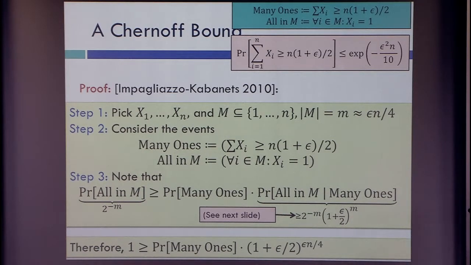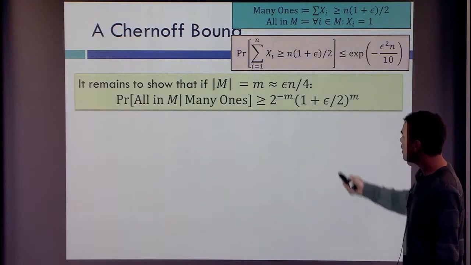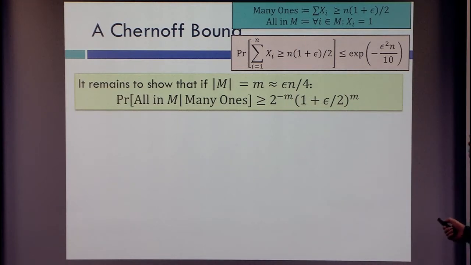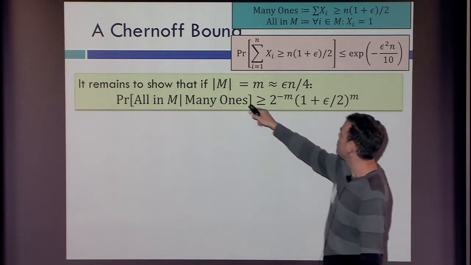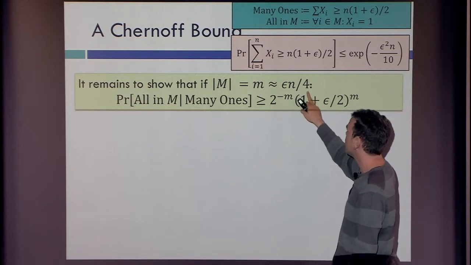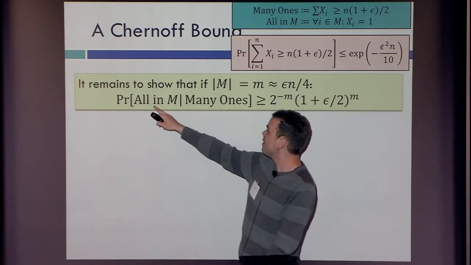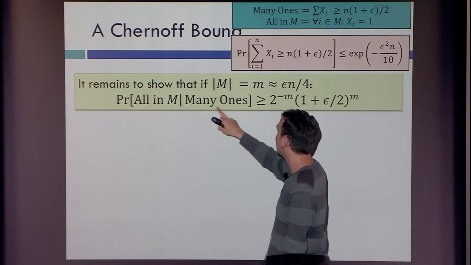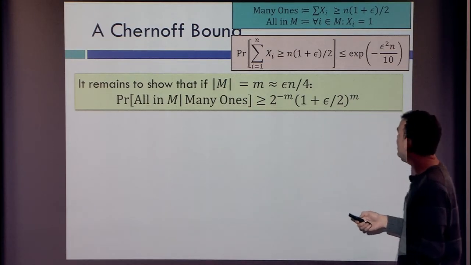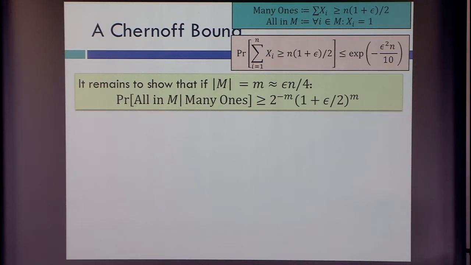So let's do this, okay? Let's go to this last term. We need to show that if m is roughly of this size, epsilon times n over 4, then the probability that we have everything in m is 1, given that we have many 1s, is at least 2 to the minus m times (1 plus epsilon over 2) to the m. Okay. So how do we do this?